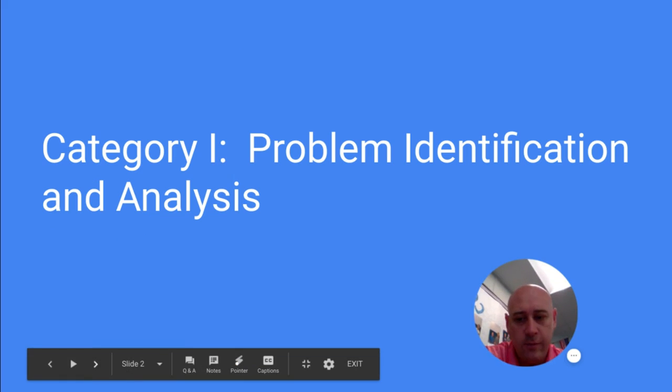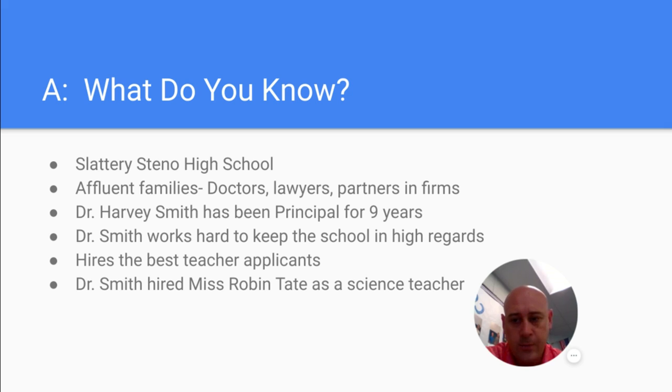Category 1, problem identification and analysis. Part A, what do you know? Well, we know that this case study was in Slattery Steno High School, where affluent families, doctors, lawyers, partners in firms had students in the school district. We know that Mr. Harvey Smith has been the principal for 9 years there, works really hard at his job to keep the school in high regards.